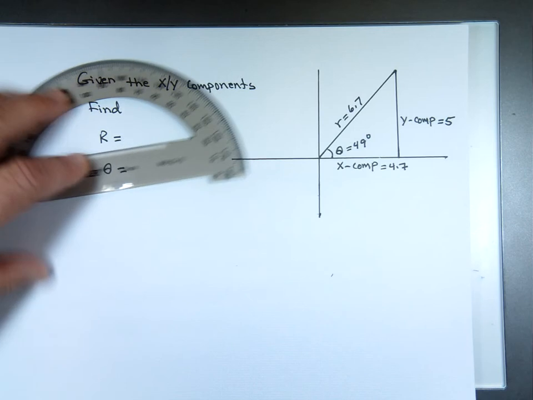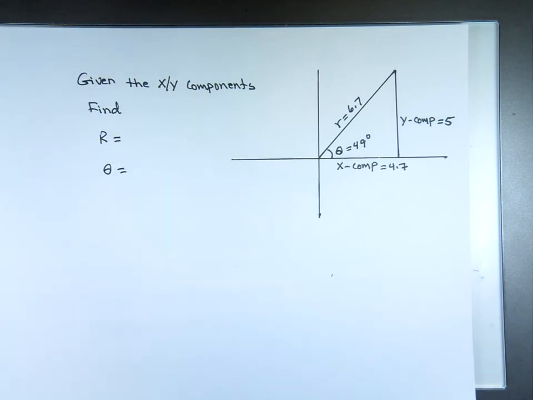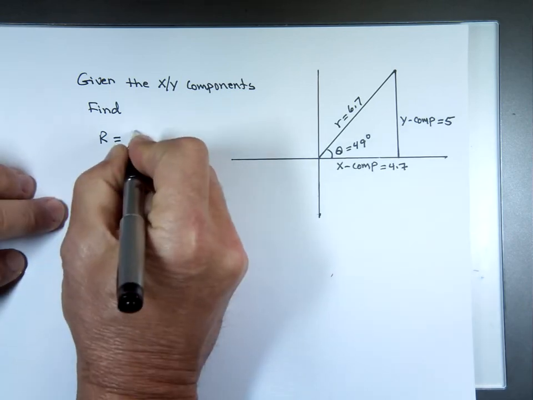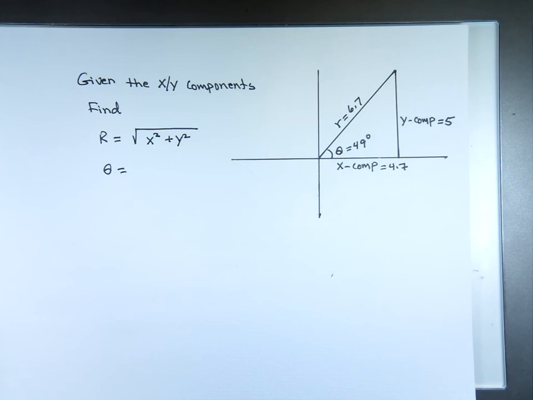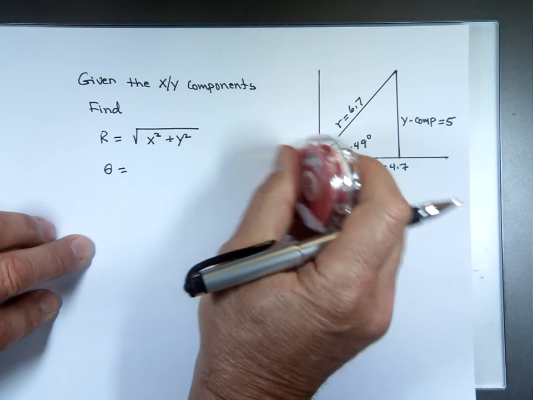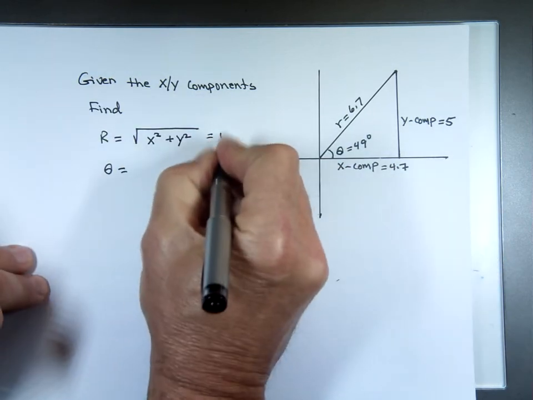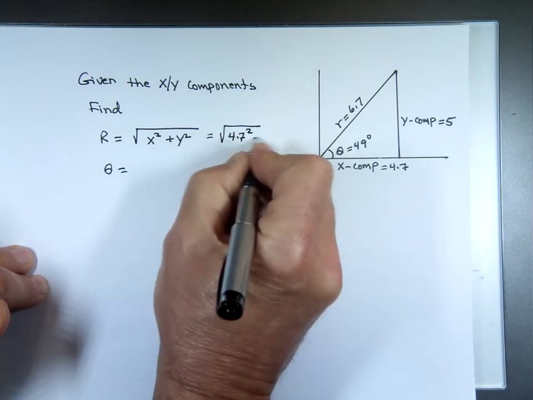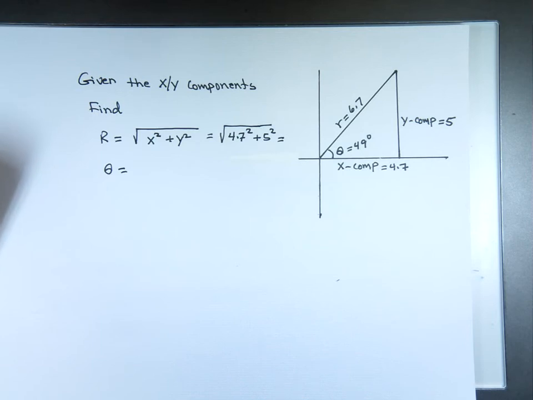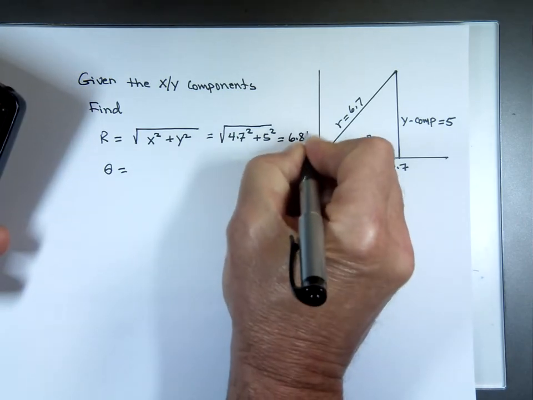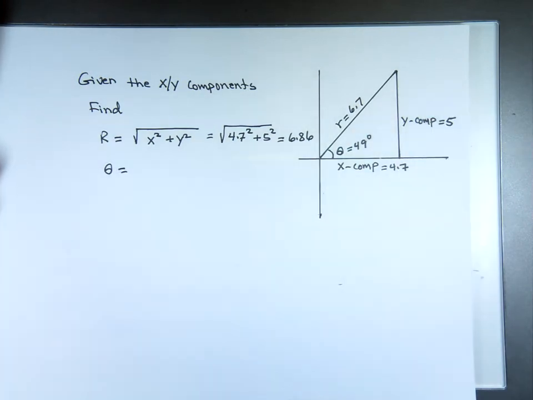So can I do this mathematically? Can I find r? The answer is yes. How do you find r? A squared plus b squared. Yes, Pythagorean theorem, Catherine. Very good. So r is the square root of the x component squared plus the y component squared. What's my x component here? That'll be the square root of 4.7 squared plus 5 squared. And let's see what we have. I got 6.86. That's a 6.7. I'm off by 2 notches on my ruler there.